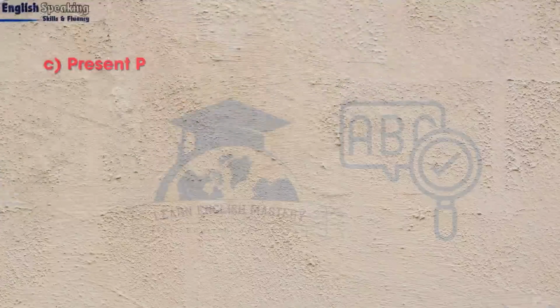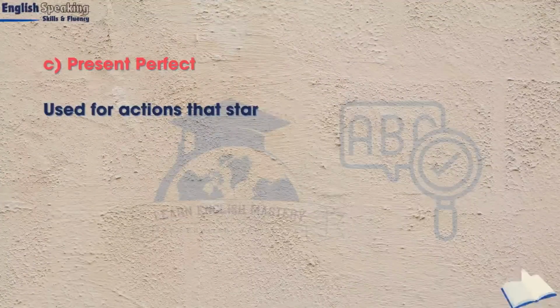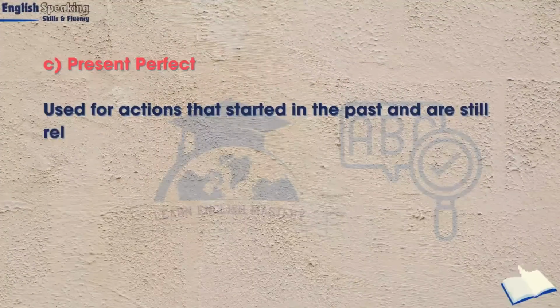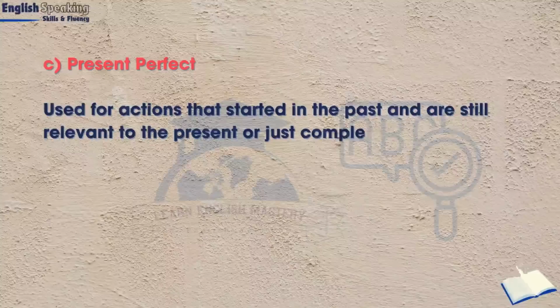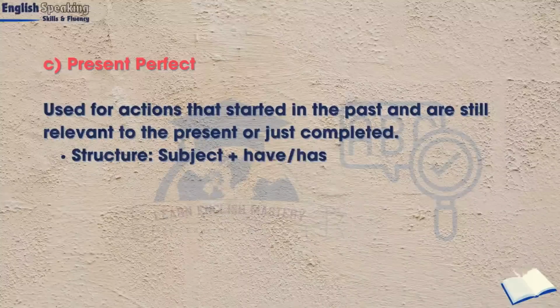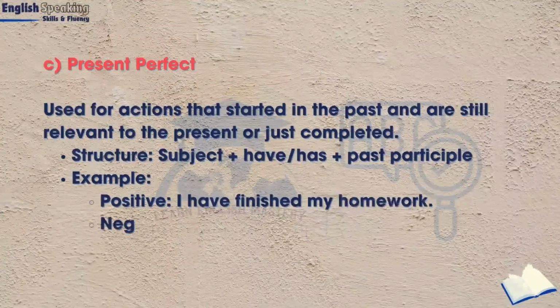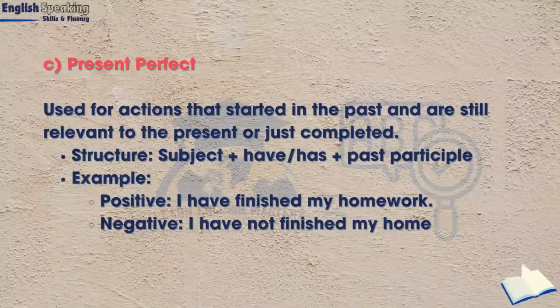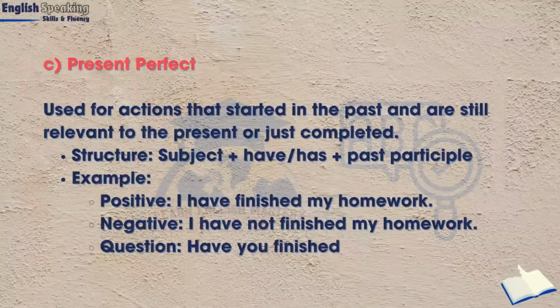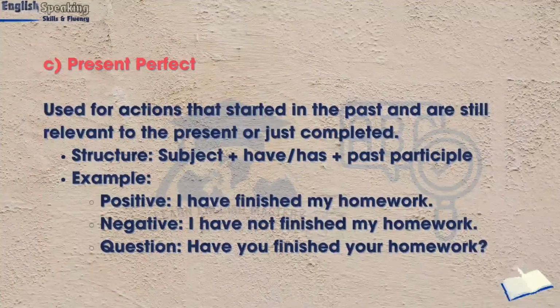c. Present perfect, used for actions that started in the past and are still relevant to the present, or just completed. Structure: subject + have/has + past participle. Example: positive, I have finished my homework. Negative, I have not finished my homework. Question: have you finished your homework?